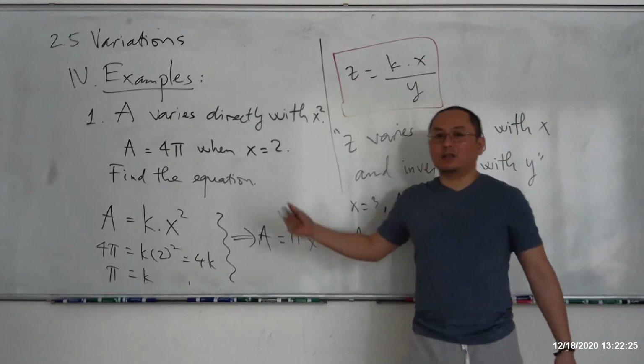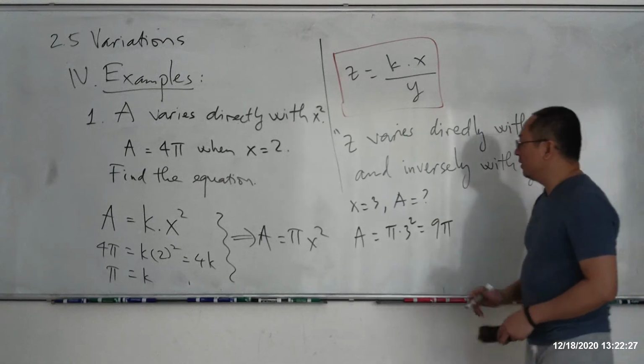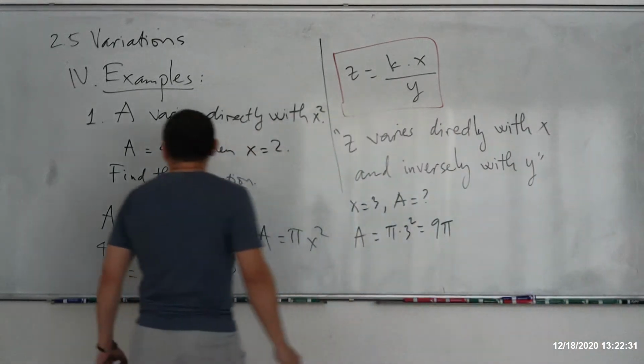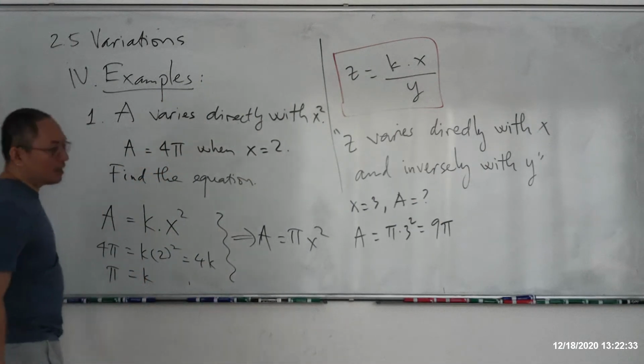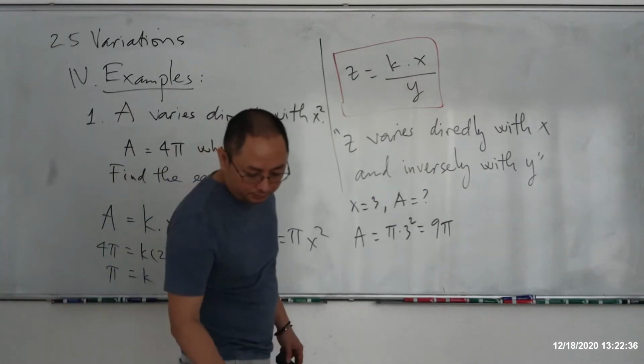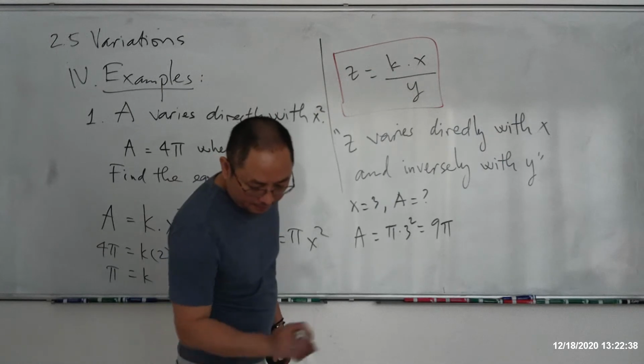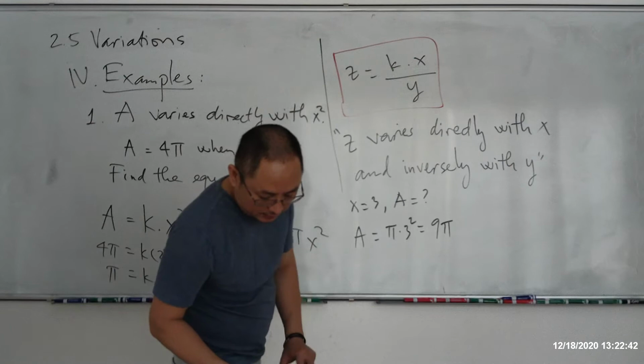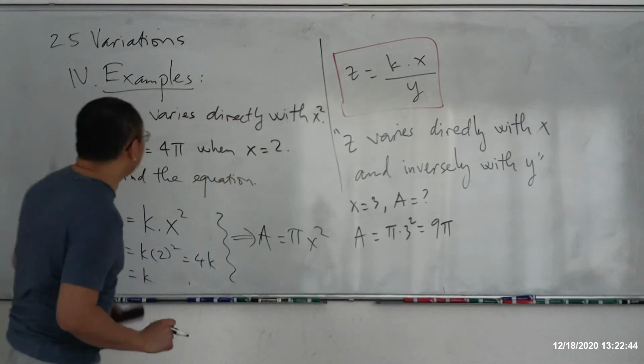X equal to 5, and you find a. Or you can say, when a equal to 10, can you solve for x? Okay. I'll leave that for you. But the first example, a varied directly with x squared. How about another example?